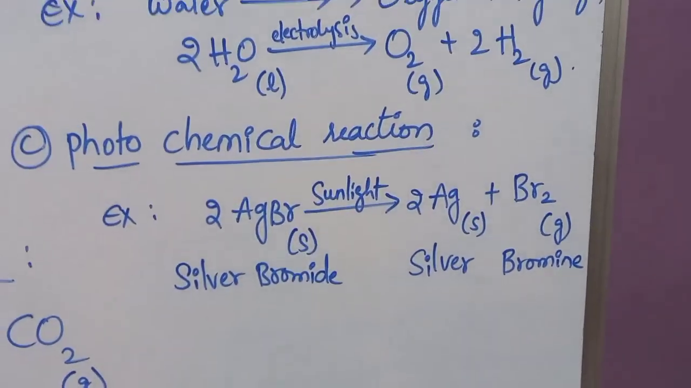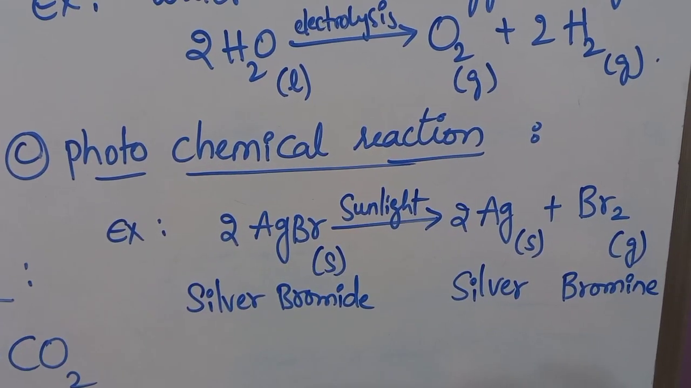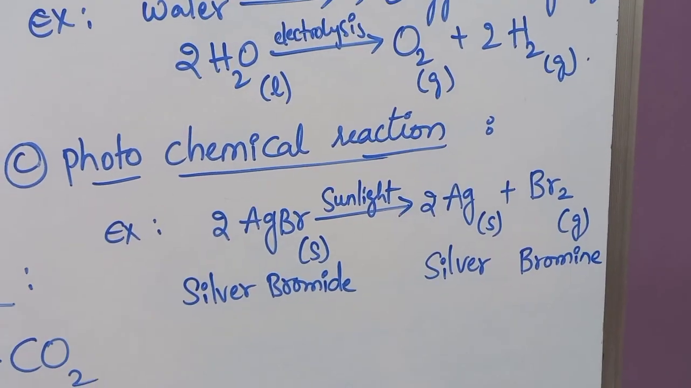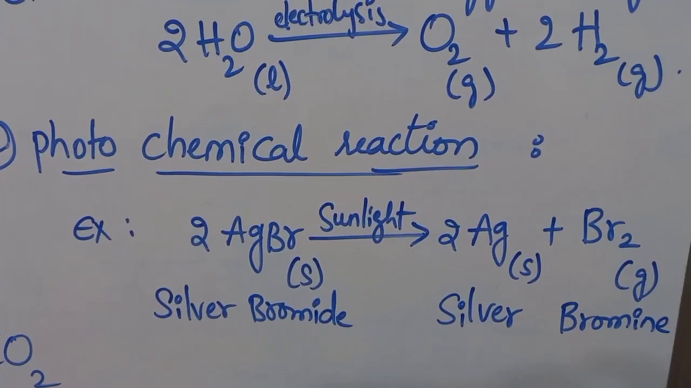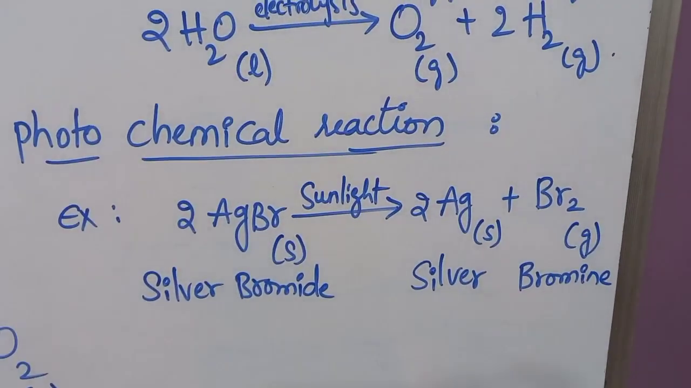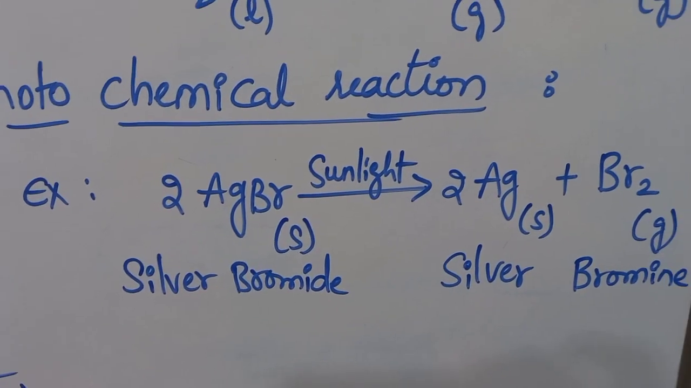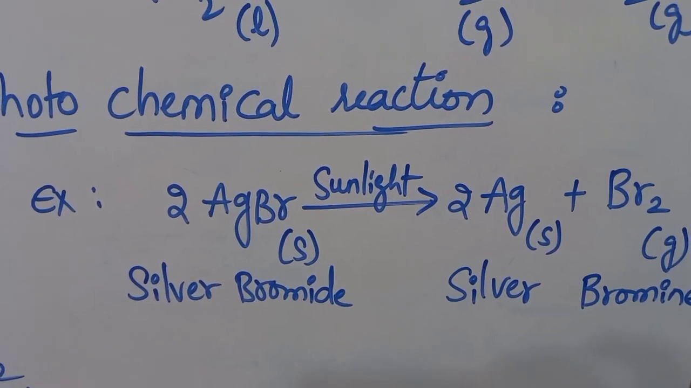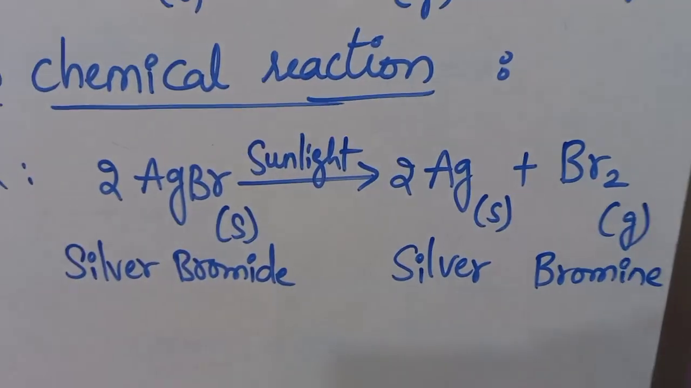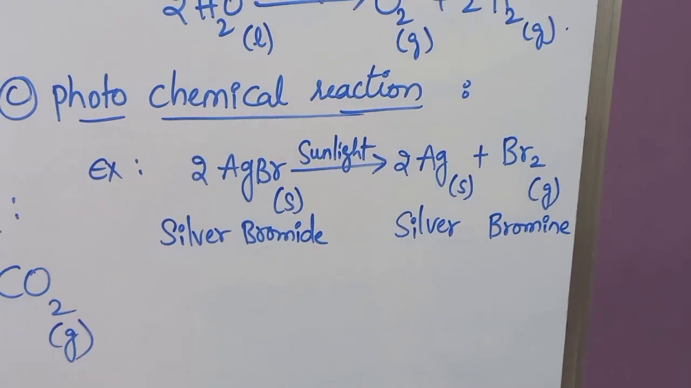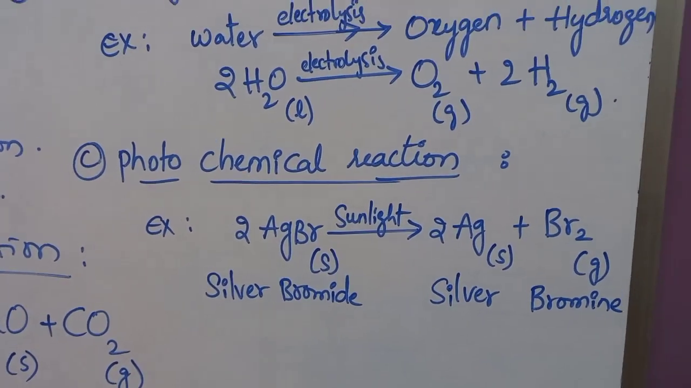Similarly, another type of chemical decomposition takes place by passing sunlight. This decomposition is called photochemical decomposition. When the decomposition is carried out in the presence of sunlight, it is called photochemical decomposition. We can see the example of decomposition of silver bromide on passing sunlight. When we pass sunlight through silver bromide, it undergoes decomposition and we get two products, silver and bromine. This silver bromide decomposition is carried out in the presence of sunlight, hence we call it photochemical decomposition.